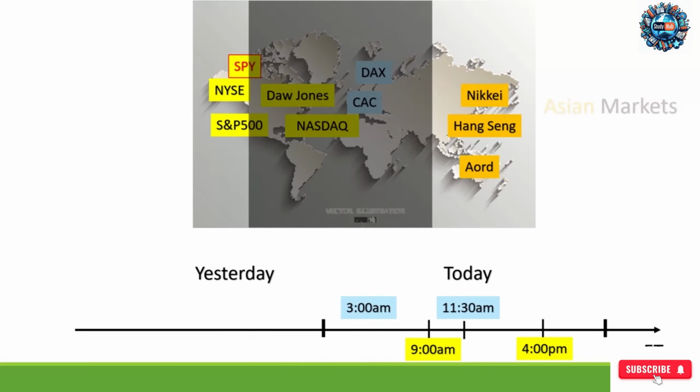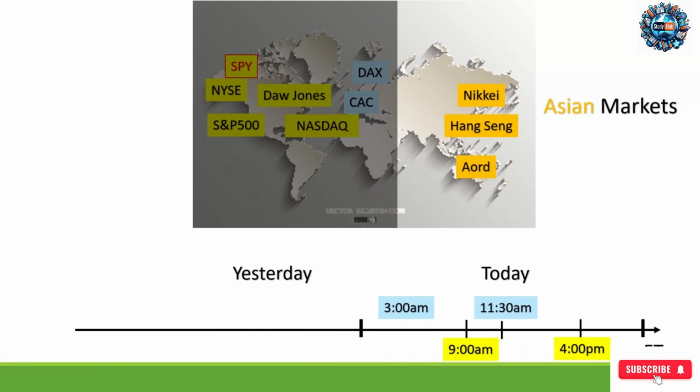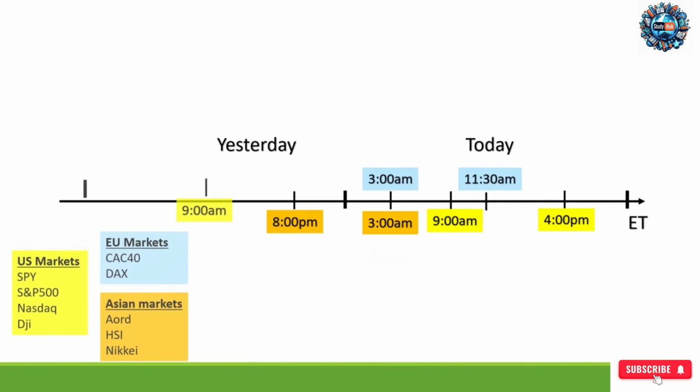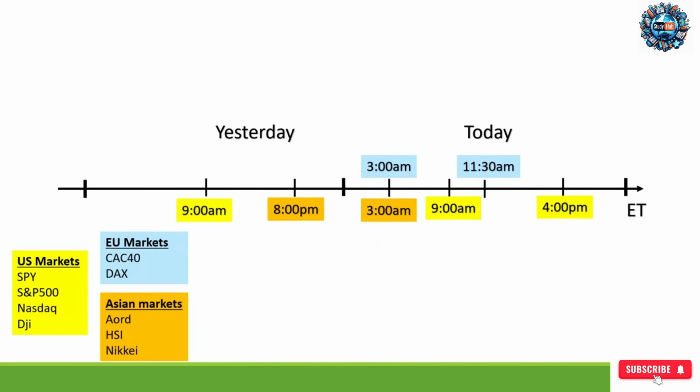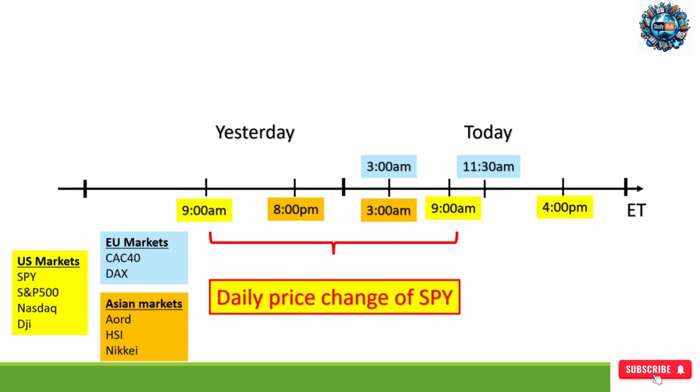Asian markets, including Australia, opened at around 8 p.m. Eastern Time yesterday and closed at 3 a.m. Eastern Time today. That means the Asian market information is available for US market at its opening. In this video, we will use All Ordinaries from Australia, Nikkei from Japan, Hang Seng from HK, DAX from Germany, CAC 40 from France, S&P 500, DJI, and NASDAQ from US market to predict the daily price change of SPY.